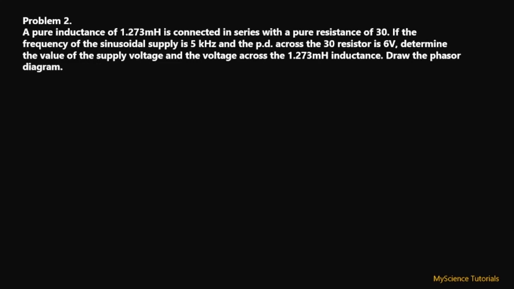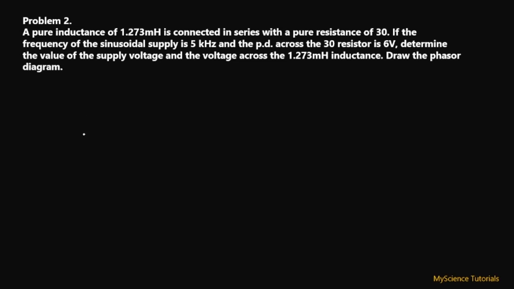We have a pure inductance of 1.273 millihenry connected in series to a pure resistance of 30 ohms. If the frequency of the sinusoidal supply is 5 kilohertz and the potential difference across the 30 ohm resistor is 6 volts, we are to determine the value of the supply voltage and the voltage across the 1.273 millihenry inductance. We are also to draw the phasor diagram.